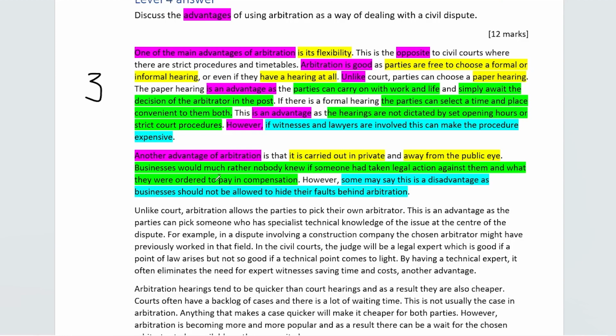Talking about an advantage, this is what examiners are looking for. They're looking for advantages. They aren't looking for anything else. They just want a straight and forward, clear answer to the question. The question's asking for advantages, and they're looking for the advantages in your answer. So just give it to them plain and clear. However, this is another key word. He uses it to introduce a disadvantage.